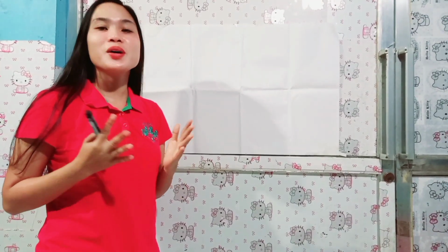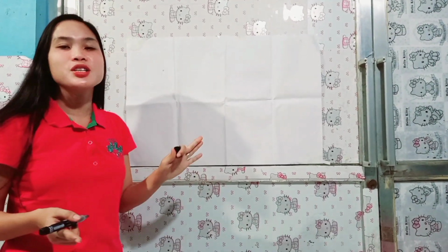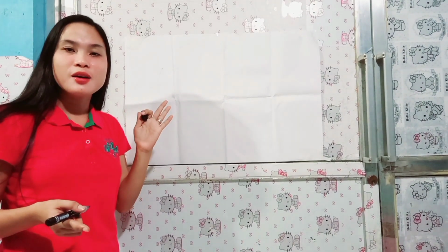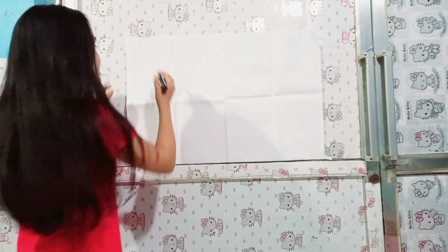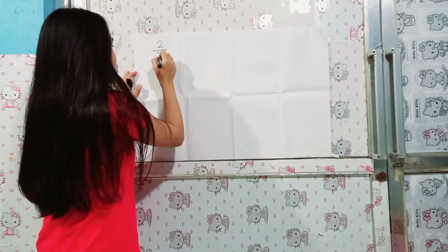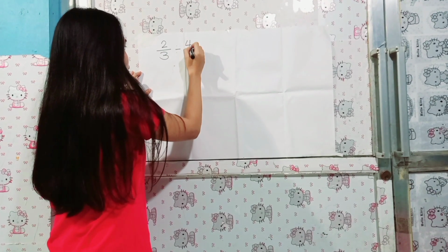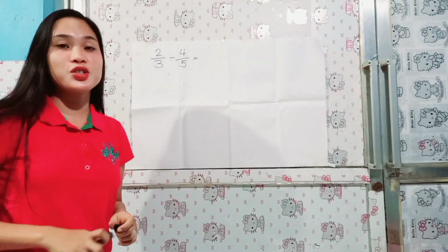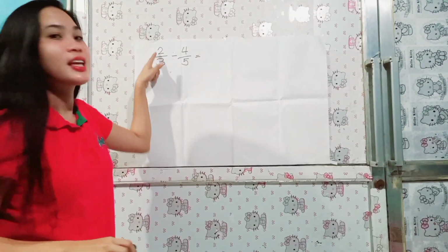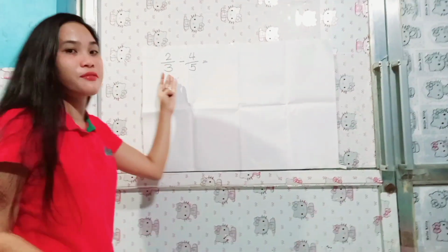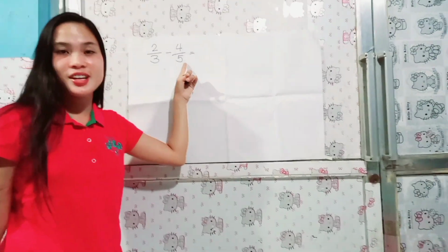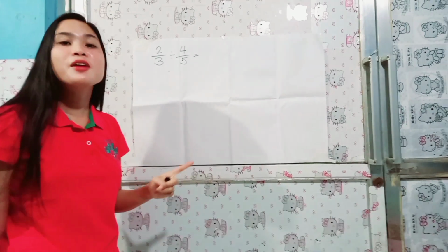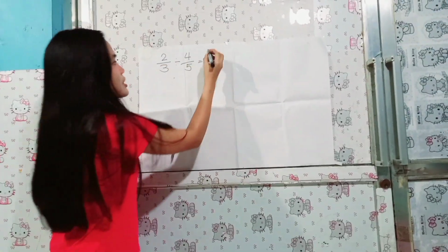Now that you know what a reciprocal is, we can proceed to dividing fractions. Let us have first dividing a fraction by a fraction. Let's have 2/3 divided by 4/5. The rule in dividing fractions: first you need to copy the dividend. Let's identify this as the dividend and this as the divisor. Copy first the dividend, 2/3.